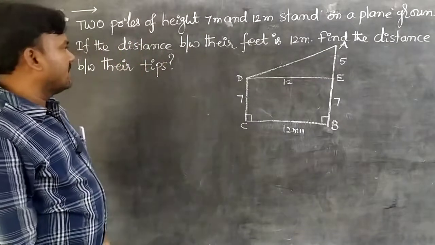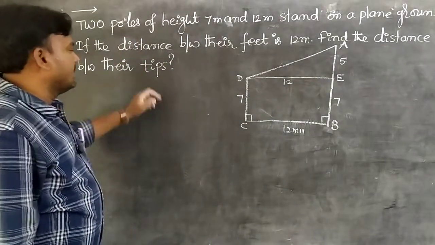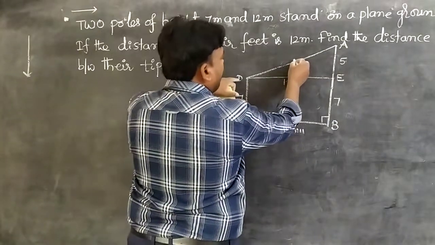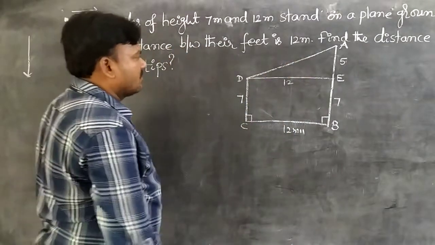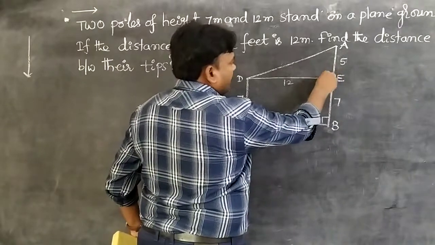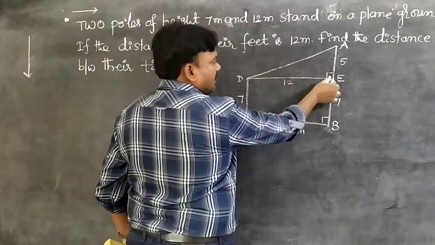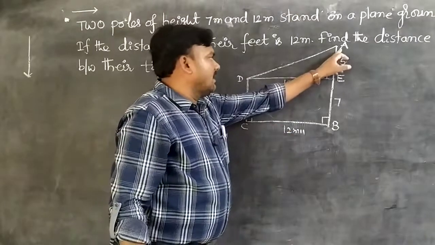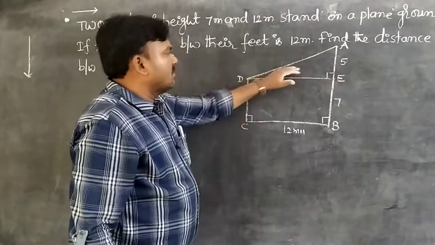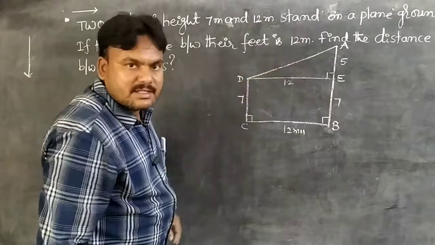So what do we find here? Find the distance between their tips. That means we find the AD value. Observe here, both corresponding angles are 90 degrees also. So in right triangle AED, by using the Pythagoras theorem, we can get the result easily.